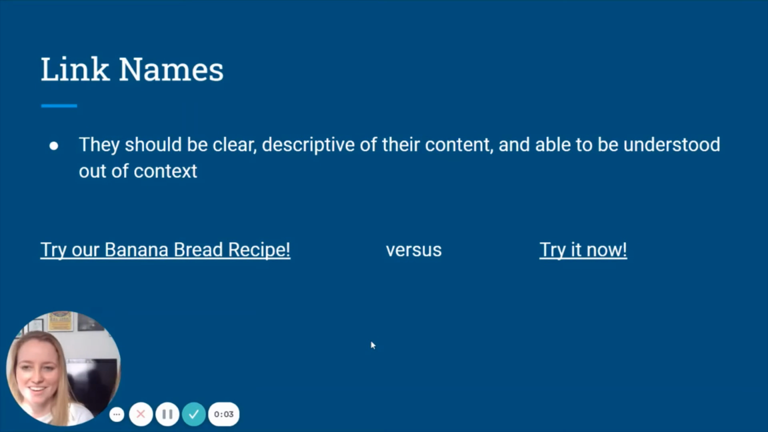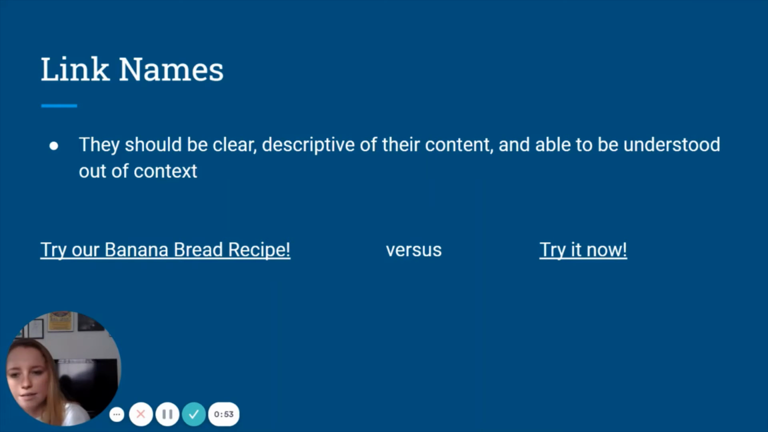Link names. This is something that is also really important when you're creating PowerPoint presentations or anything else that you're linking students to in your classroom. The link name should be clear, descriptive of its content, and able to be understood out of context. We gave an example here: try our banana bread recipe versus try it now. The try it now example isn't descriptive of where the link is taking you or what exactly you're talking about, and it can be hard for a screen reader, or for someone who has processing issues, to figure out where exactly that link is taking you and follow the link appropriately.